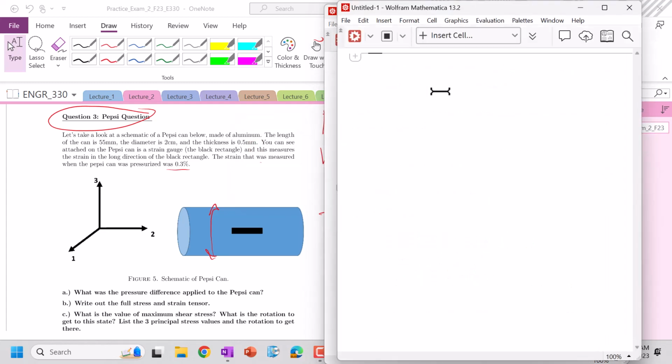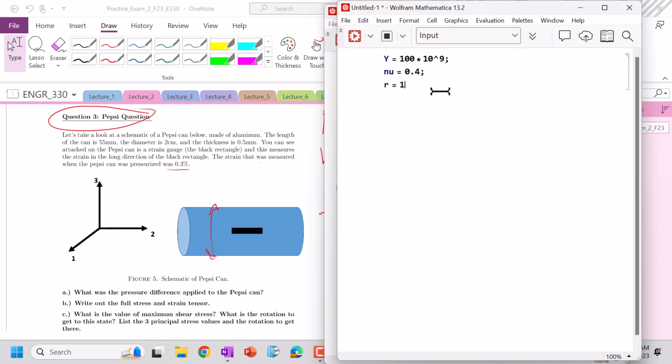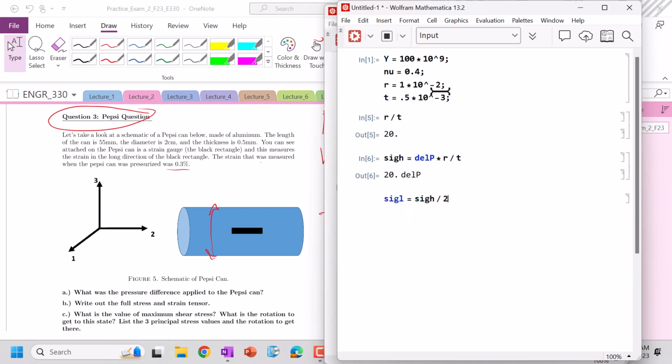Because I'm going to do my Y is equal to 100 times 10 to the 9. My nu is equal to 0.4. My radius is equal to 1 times 10 to the minus 2. And my thickness is equal to 0.5 times 10 to the minus 3. So I want to make sure R over T is this. Sig H is equal to del P times R over T. My sig L is equal to del P, actually sig H divided by 2.